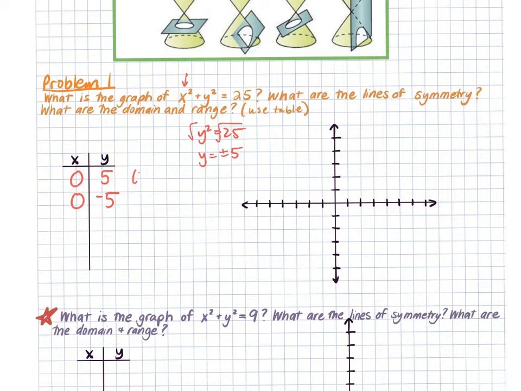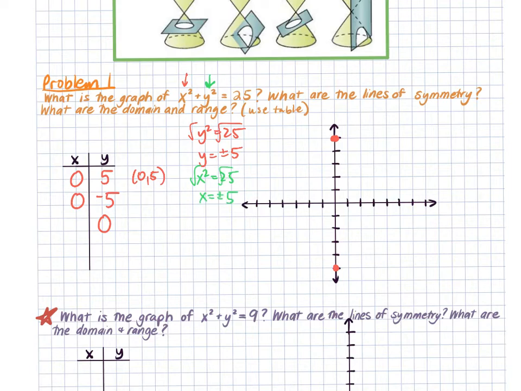So we have 0, 5 as a point we can plot, which is 1, 2, 3, 4, 5 here, and then 0, negative 5. You can see that fails the vertical line test already. It's not a function. Now let's plug in y is 0. If we plug that in here, that goes away, so we just have x squared equals 25. The same thing happens when we take the square root of both sides: x is plus or minus 5.